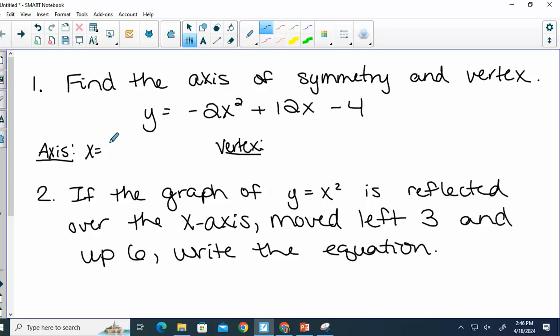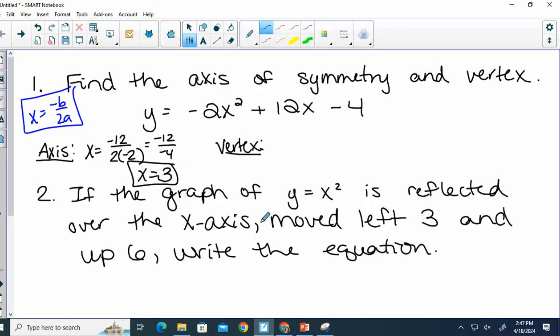Negative 12 over 2. So what you need to remember is x equals opposite of b over 2a. That's the axis of symmetry. So we get negative 12 over negative 4, so x equals 3. Vertex, that's the x value. How do we get the y?